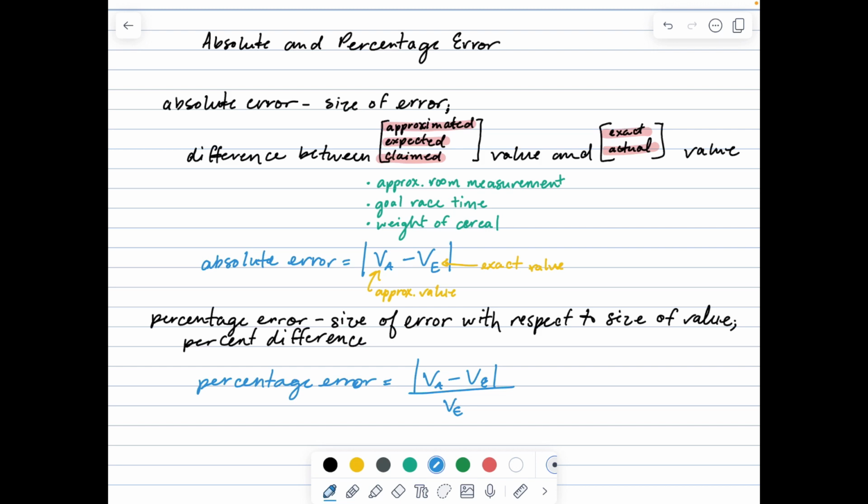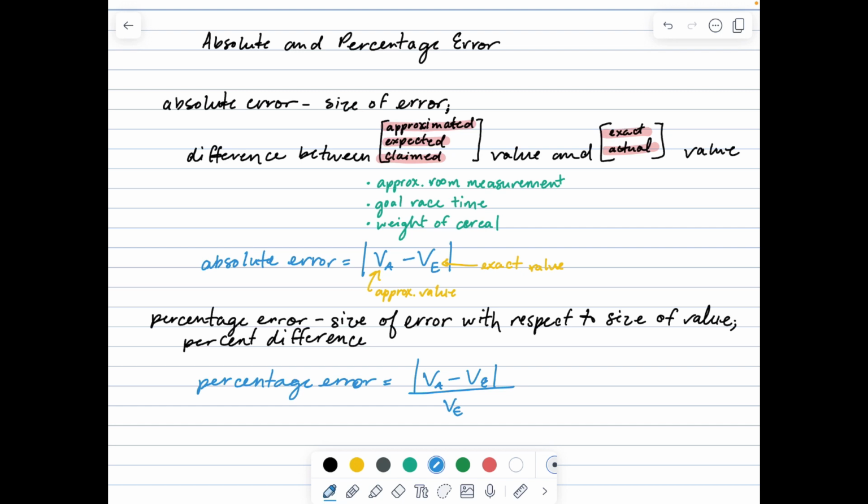And this might be helpful for things where we're dealing with large versus small quantities. So an example of this would be maybe you are estimating how long it's going to take you to run the 100-meter, and your actual time is a minute different than your estimated or your expected time.